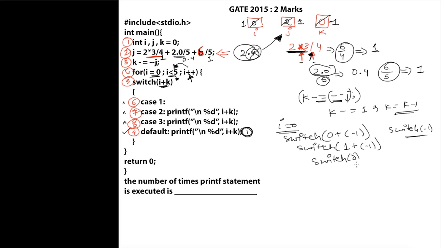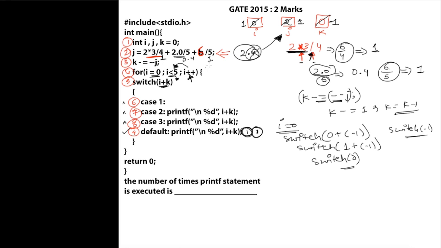Now if you check switch 0, it is not matching with any of these cases. That means case number 1, 2 and 3 will not be executed. Again we are going to execute this default case, and in this default case this printf statement will be executed one more time.